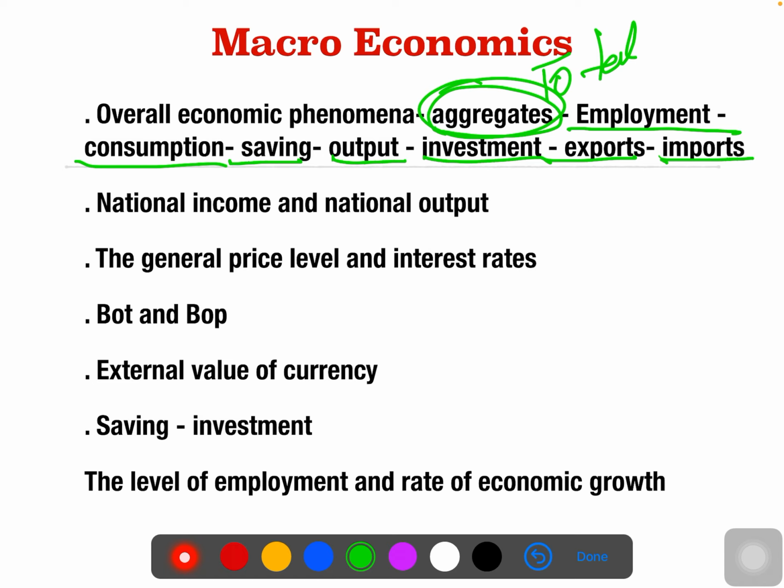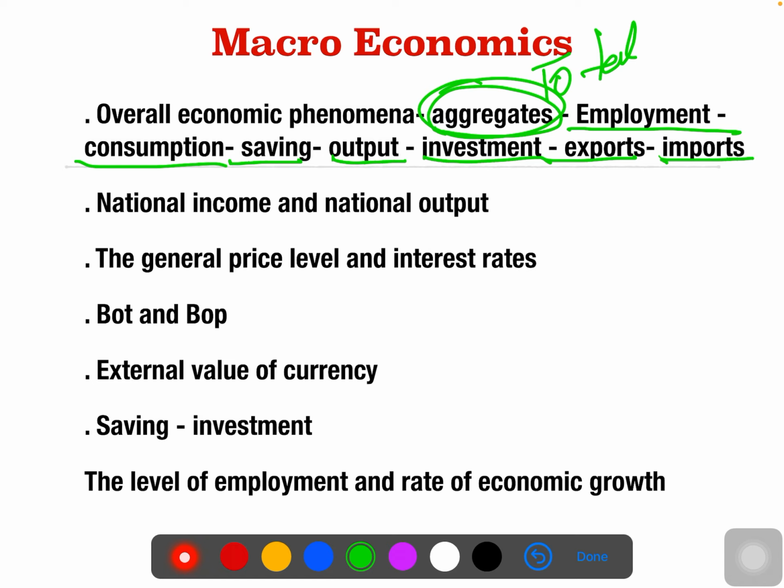In exact opposite to that, microeconomics studies the individual: my income, my employment, my saving, my output, my export, my import, my investment. On the other side, macroeconomics thinks about everybody's employment, everybody's consumption, everybody's saving. So the whole economy is studied at a time in an aggregate way.